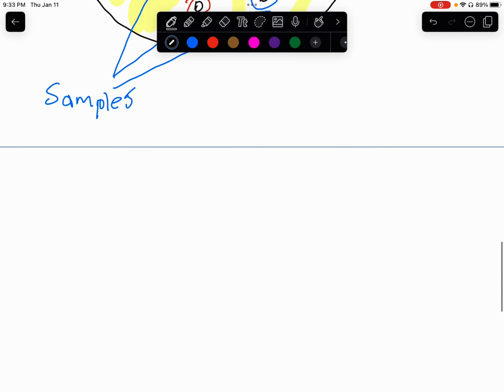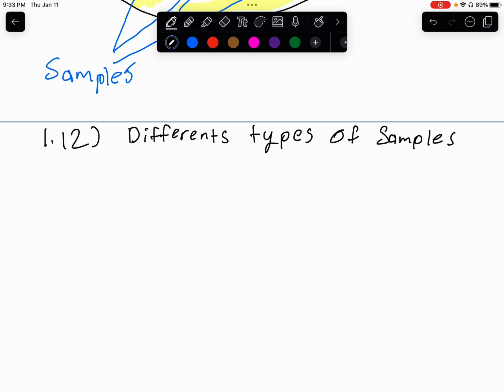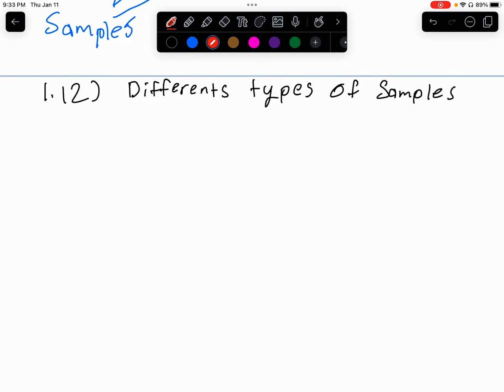Now we have our next one, which is 1, 2, the different types of samples. Now we understand the difference between sample and population, but now we have to understand the different types of samples that we will experience. There are going to be 2, so I'm going to use 2 different colors. The first one is my random sample. The next one is my convenience sample. Both are samples.